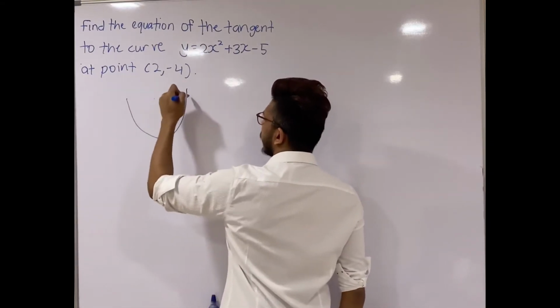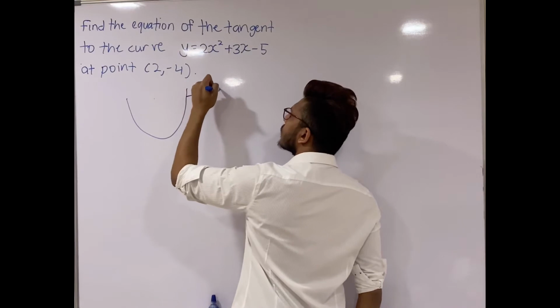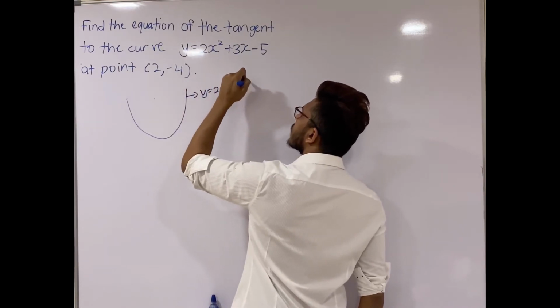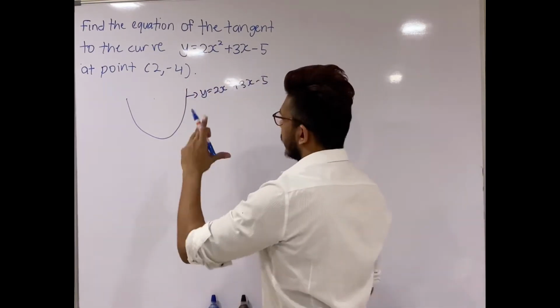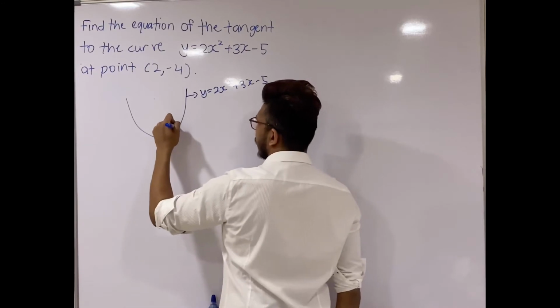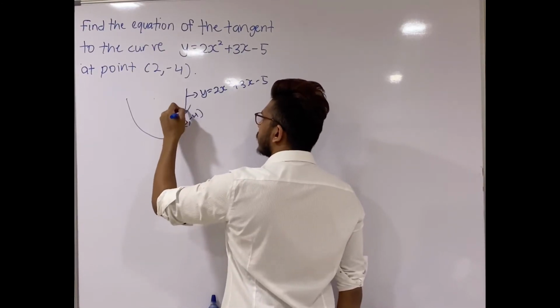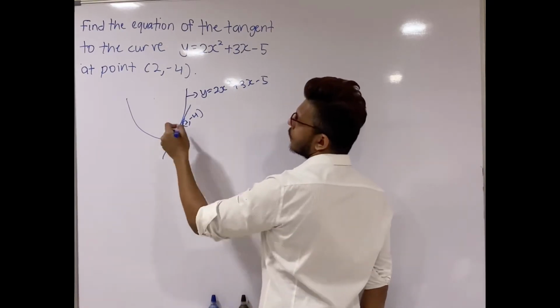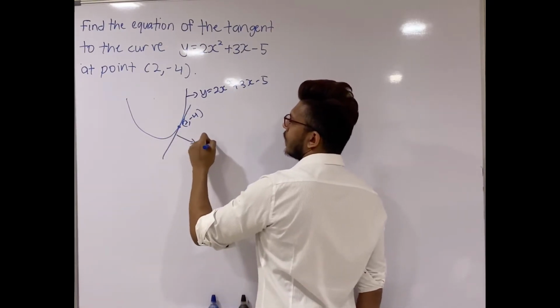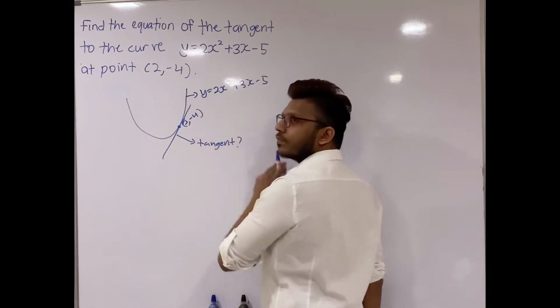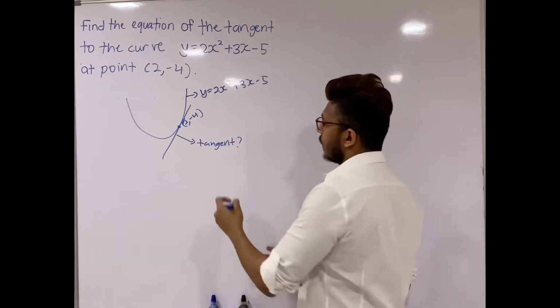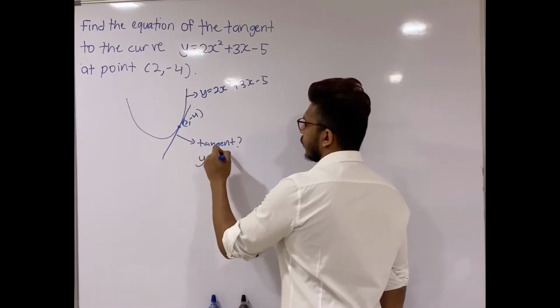So you have a curve here. Okay, and there is a point (2, -4), say somewhere here, and you have a tangent, a straight line here. So we are trying to find the equation of this. Okay, the equation of the straight line is y = mx + c.